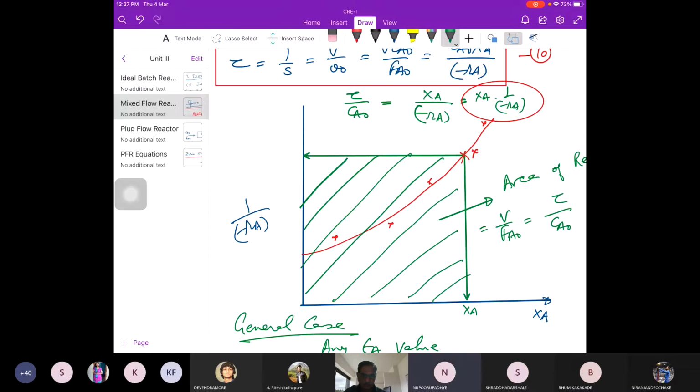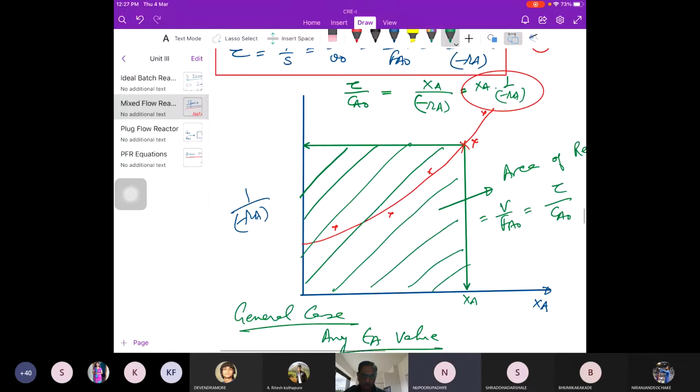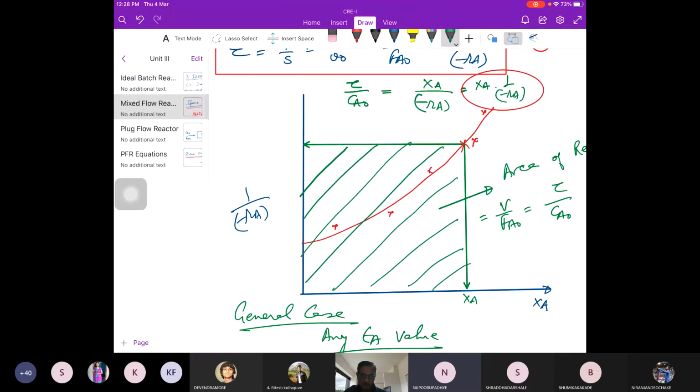Understand the difference. Yes, sir. But why is the entire rectangle considered as tau upon CA naught? Because it is not an integral, it is xa into 1 upon minus RA. So this is 1 upon minus RA, and this is xa. So how will I find that value? Okay, sir. Sorry, I understood. I have to multiply xa by 1 upon minus RA, and that is for a particular value of xa. If I take a different value of xa, I'll get a different area. Then this is the area.